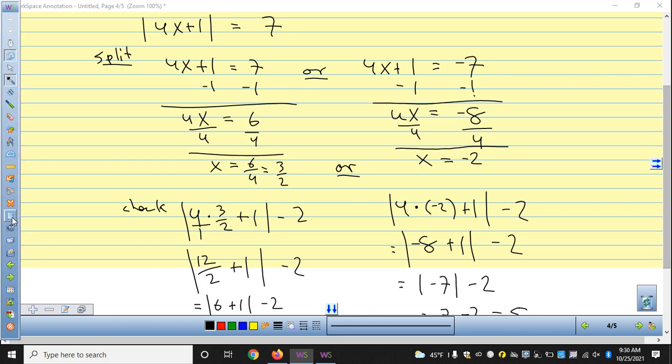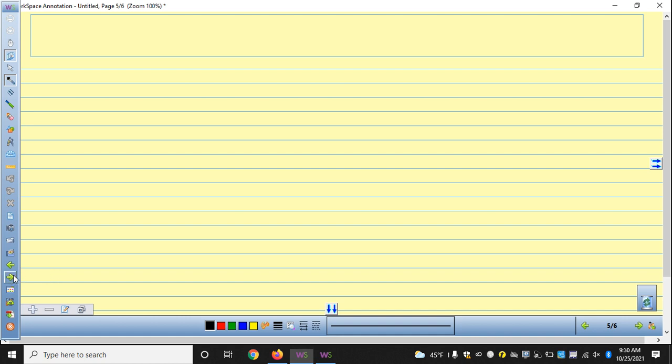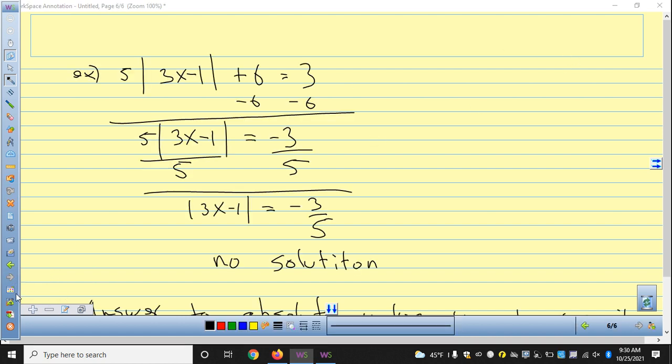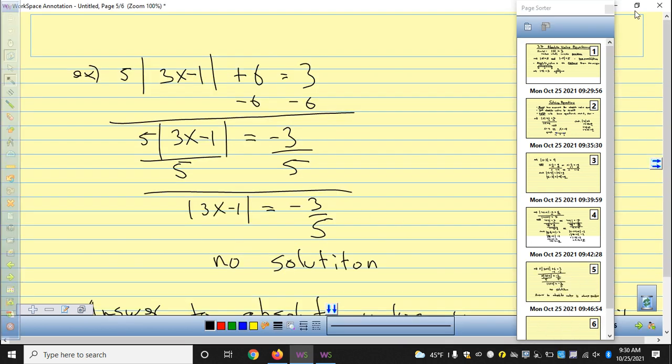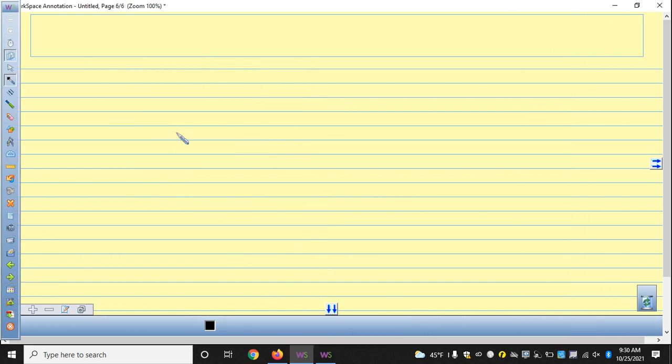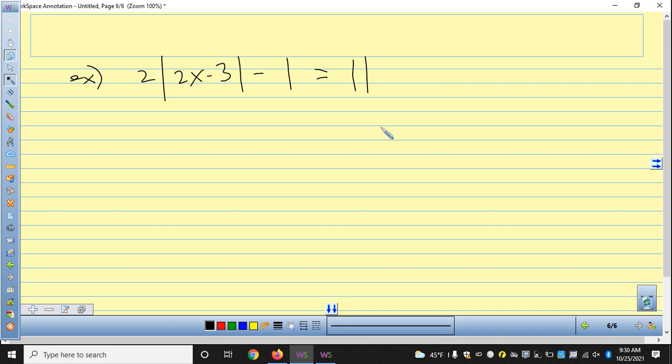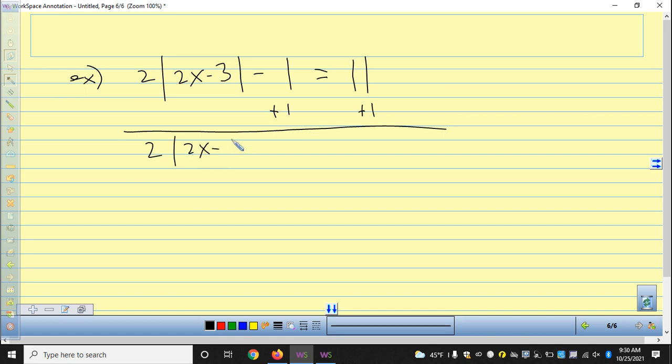Okay, let's look at one last example just to make sure that we have this. Two times the absolute value of 2x minus 3 minus 1 equals 11. I want to get the absolute value by itself. So the first thing I'm going to do is add 1 to both sides. So 2 times the absolute value of 2x minus 3 equals 12.